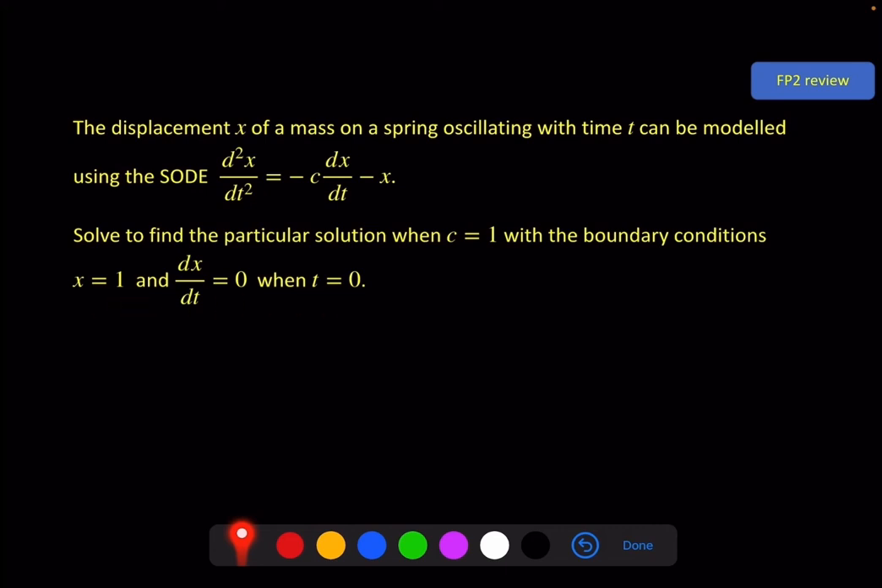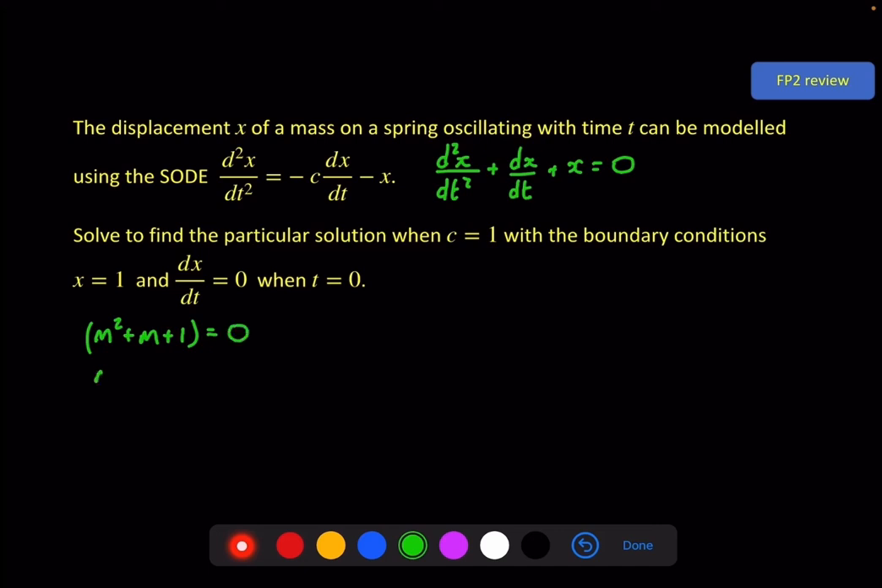Okay, first thing we are going to need to do here is to put this into a format that we can recognize. So I'm going to put all of this onto the left, and because we know we're solving when c equals 1 specifically, I will put that in now. C is 1, so this becomes d2x by dt2 plus dx by dt plus x is equal to 0. So x is in the position that y is normally in, and t is in the position x is normally in. So we just go ahead and find the complementary function, and that is our solution.